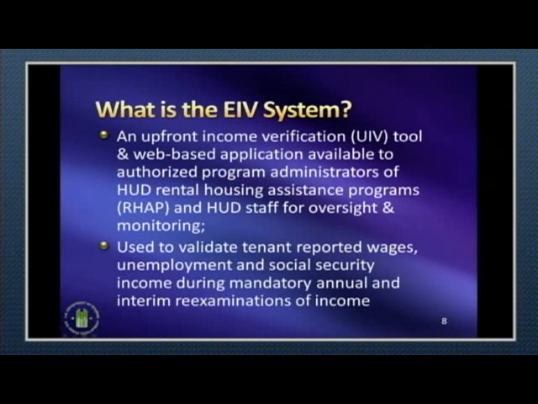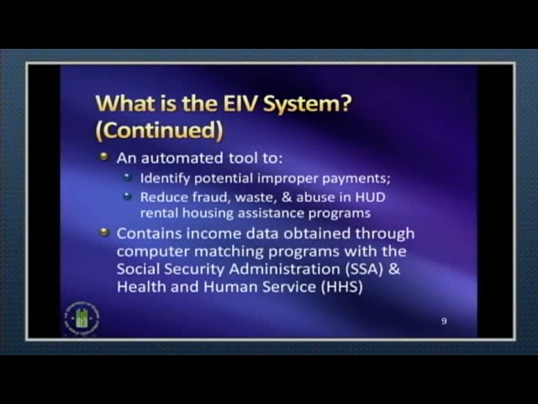So what is the EIV system? It's an upfront income verification tool. It's a web-based application available to authorized program administrators of HUD rental assistance programs. And in essence, this tool is used to validate tenant-reported wages, unemployment, and Social Security income during all mandatory annual and interim reexaminations of family income. It's an automated tool to identify potential improper payments. The system is initially designed to reduce fraud, waste, and abuse within HUD rental assistance programs.